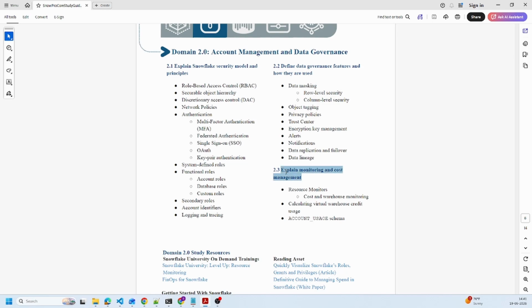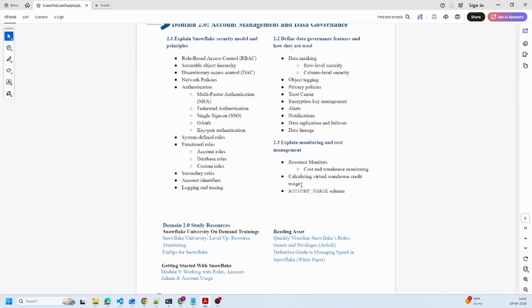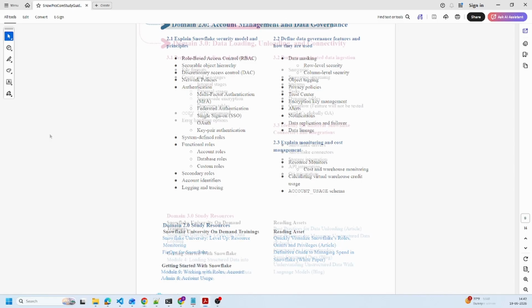Another big chunk of this domain is monitoring and cost management. You'll see scenarios involving resource monitors, credit usage, account usage views, warehouse spend analysis. And yes, there are questions where you need to know that certain monitoring features do not consume credits at all. If you skim this domain, you'll feel confident right until exam.